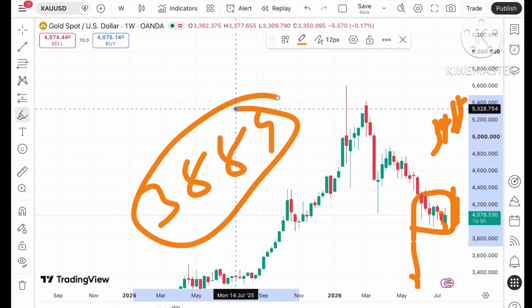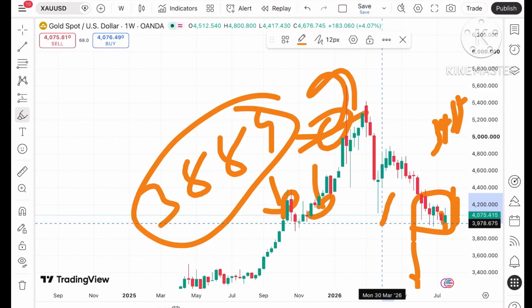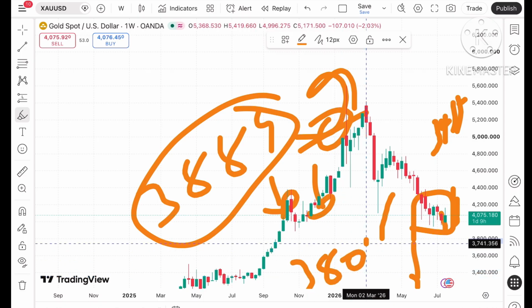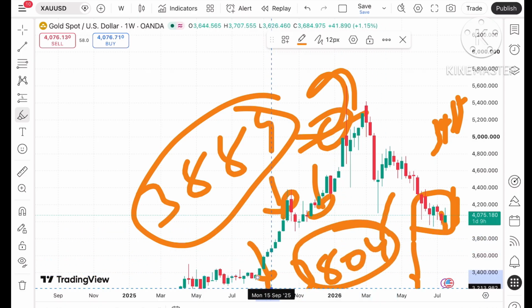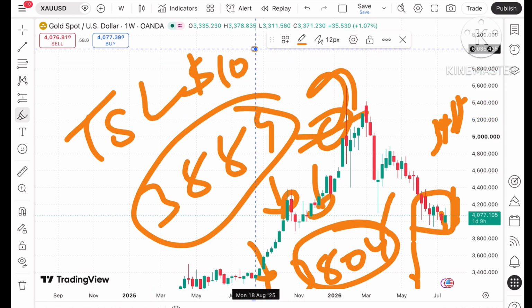From this level we can see a bounce, but if the price doesn't bounce back, we can see a further downfall. So chances are high that it can come down towards 3880, then to a level of around $3804. If it keeps falling below that level, a further downfall can be seen. Trailing your SL by $10 to $15 is important, so at least you will capture the downside movement.